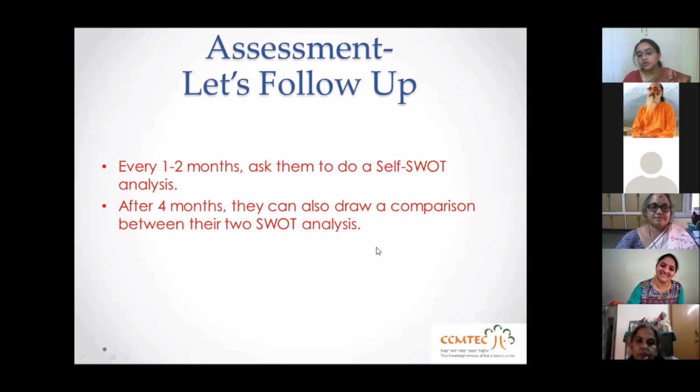And the next thing that we can do as a follow-up is, say, after 4 months, wherein they would have done the two analyses, they can compare and see, from the first analysis, whether all the weaknesses have been converted to strengths or not. Or the opportunities that they had, have they been able to explore them, or have they been able to encounter them or not. Those are the kind of comparisons that one can draw.